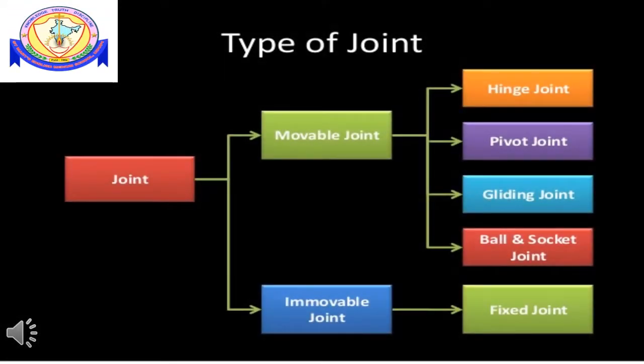Types of joints. Depending on their movements, joints are classified into two groups: movable joints and immovable joints. Movable joints are of four types: hinge joint, pivot joint, gliding joint, ball and socket joint. Immovable joints are fixed joints which do not move.